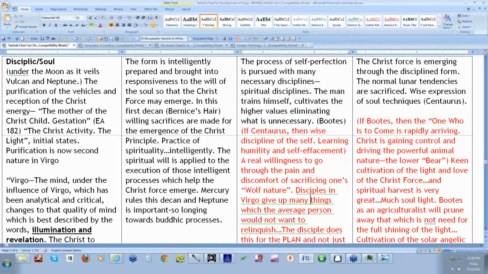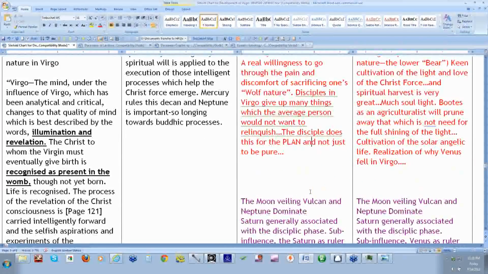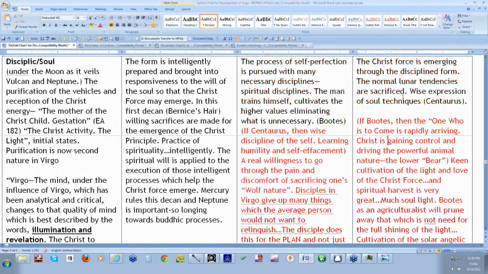Disciples in Virgo give up many things which the average person would not want to relinquish, and the disciple does this for the plan in this case, and not just to be pure, because when we're dealing with the expression of purification as an aspirant, we may simply want to be pure, but here we know there is a divine plan here, and that purity in the nature is required in order to express that plan.